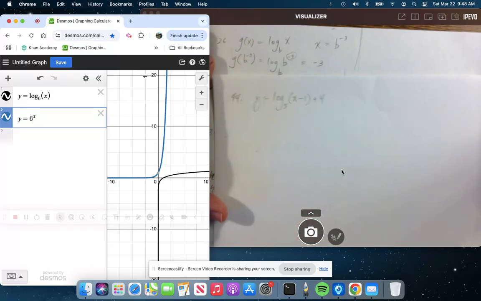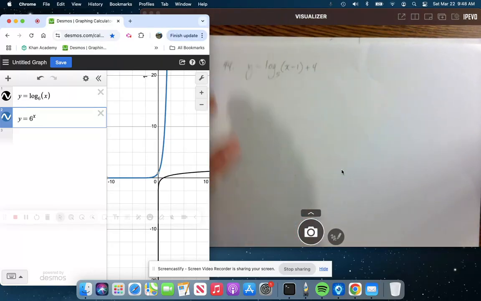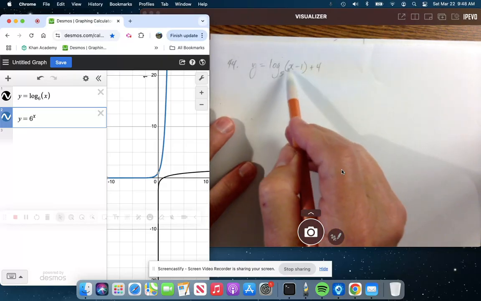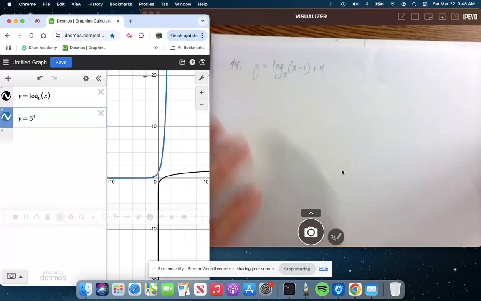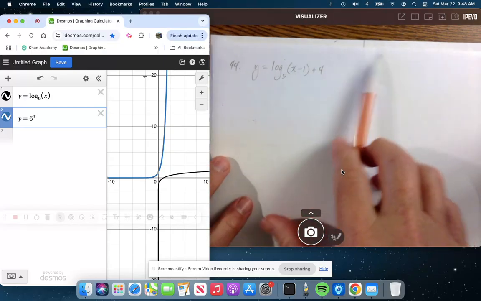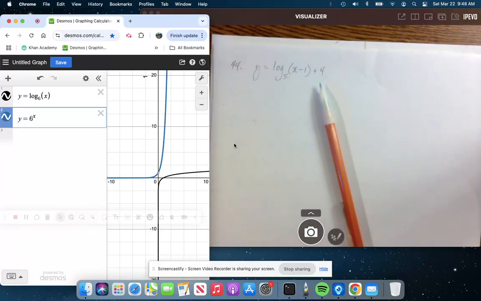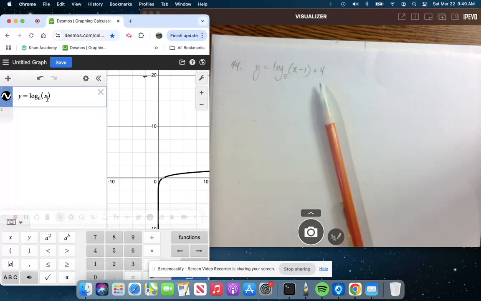Alright, so you can see here that you're subtracting 1 from x, so that's going to be a shift to the right. And then you're adding 4, so that's going to be a shift up. Normally all of these should cross the x-axis at 1. So let's see, if I change that to a 5, you can see that it still crosses the x-axis at 1, right? But when you take away 1, that's going to shift it to the right 1. So now it should cross at 2, right?